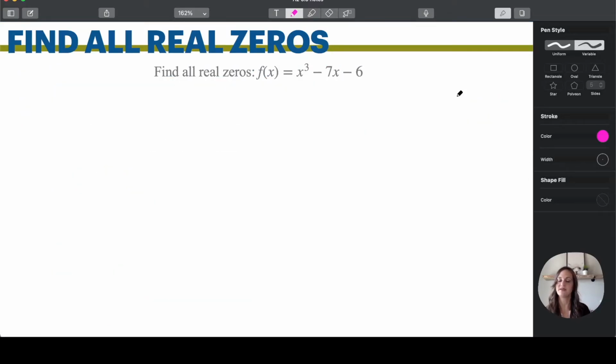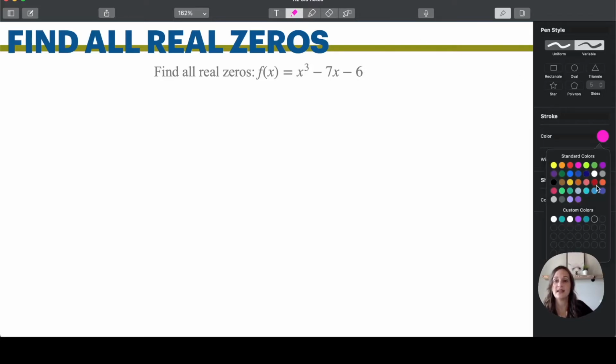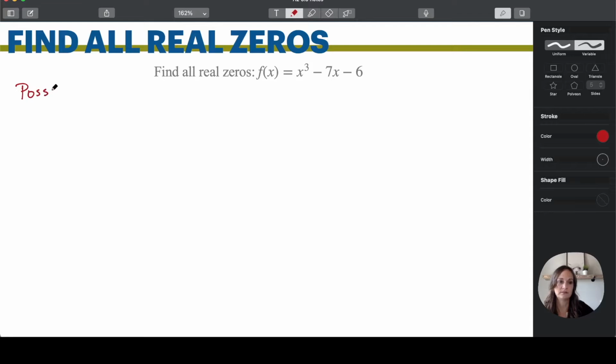So let's try this one. We have x cubed minus 7x minus 6. First step, find all the possible rational zeros. So it is going to be the factors of the constant divided by factors of the number in front, which is just 1. So all we have to deal with is the constant. So we have plus or minus 1, 2, 3, and 6.